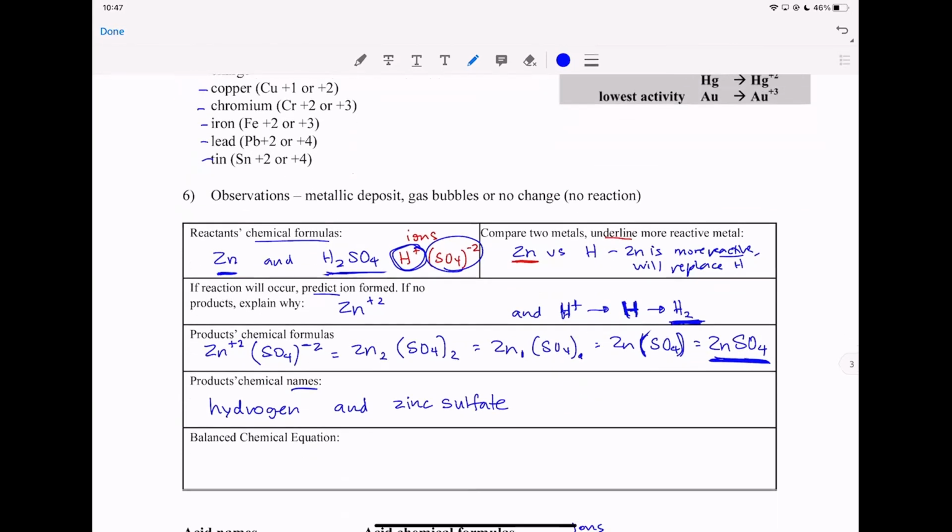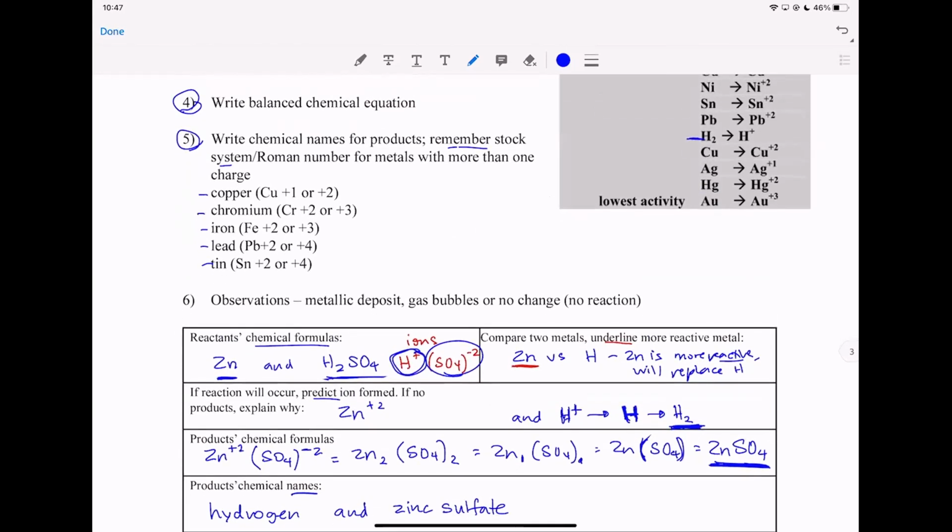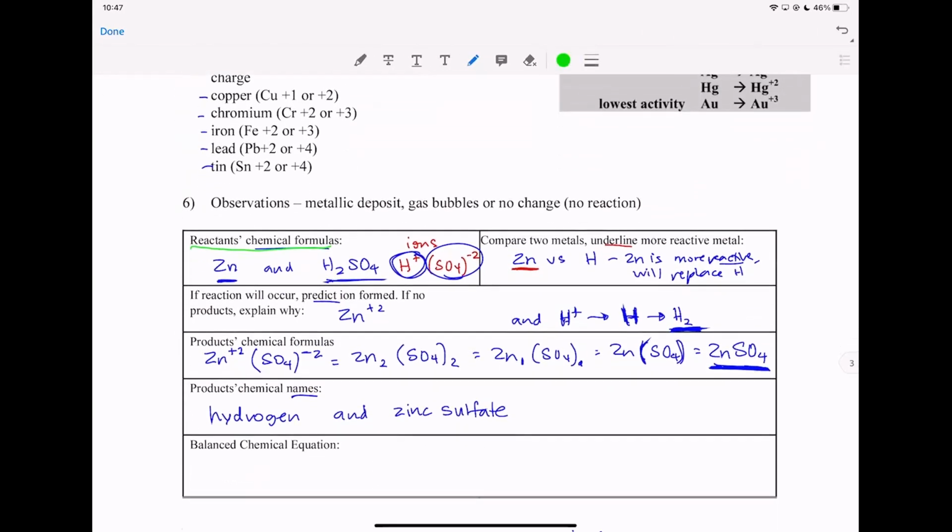Okay. But for the balanced chemical equation, sorry, I skipped that step. That was step 4. You need to write the chemical formulas of the reactants. And that comes from this first box. Okay, so that is Zn plus H2SO4. Now, it doesn't matter which order. I could write Zn first, or I could write H2SO4 first. What matters is that they are on the left side of the reaction arrow. Then I've got a reaction arrow. And on the right side, I have the products.